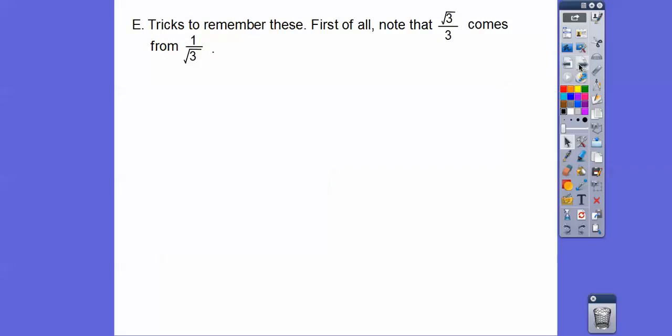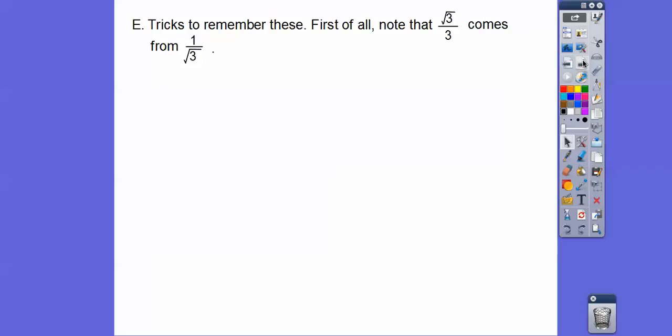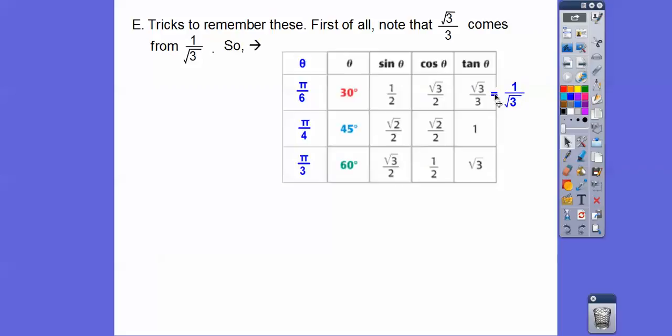So the trick to remember these is, first of all, we've got a note. Let's go back right here. This helps me. It's my gimmick. We got root 3 over 3 because it was 1 over root 3. So for the 30-degree angle right here, the tangent of this 30 is opposite over adjacent, so 1 over root 3, and that gave us root 3 over 3. So let's recognize that root 3 over 3 came from 1 over root 3. If we mentally put that back in there, it's going to help us with a gimmick. So this is what I do.